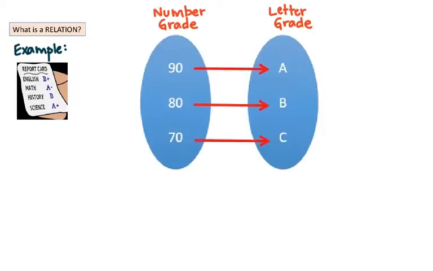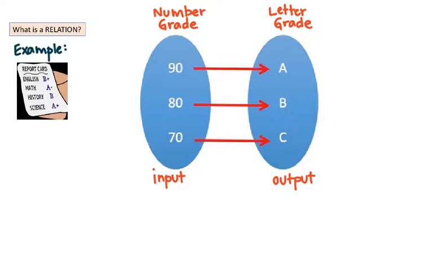So I'm a teacher, and at the end of the semester, I have to give each of my students a letter grade. Problem is, I give all of my tests as number grades out of 100. So in this example, there is a relationship between the number grade a student receives on a test, for example, and then the letter grade he would receive on the report card or the transcript. So for example, a 90 would go with A, an 80 with B, and a 70 with C. This would be an example of a relationship between two sets of numbers.